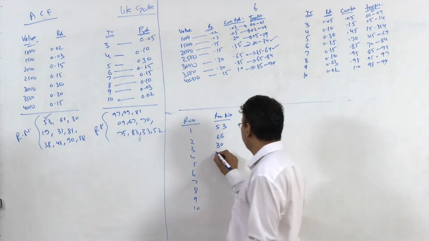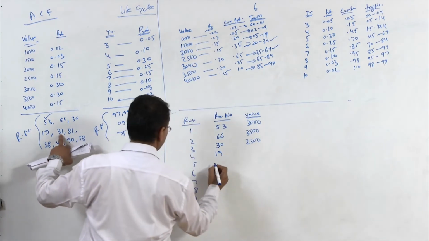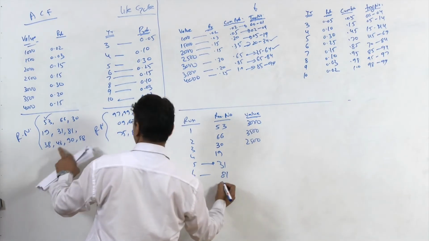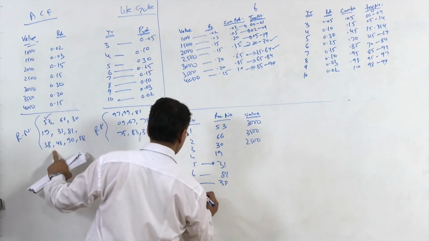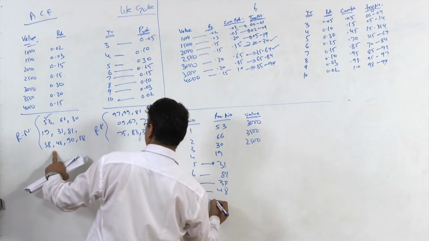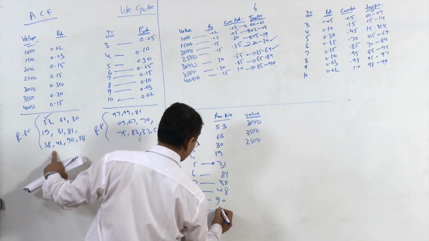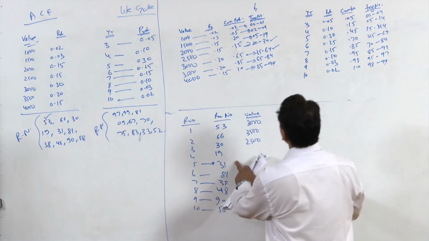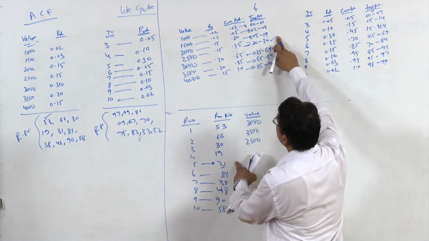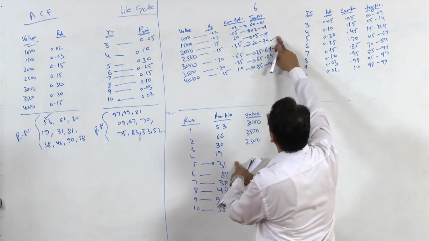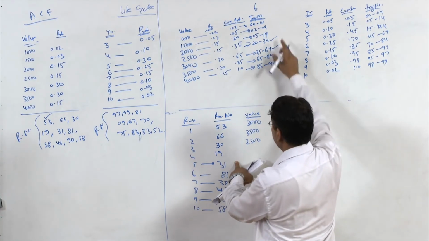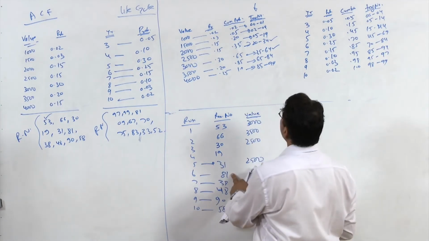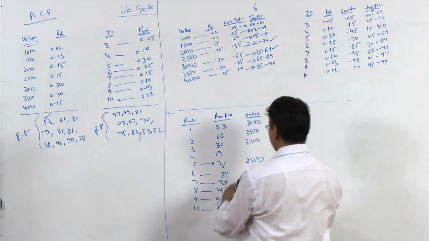Fourth random number 19. Let me write the other random numbers also: 31, 81, 38, 48, 90 and 58. Now this 31 is here, so this is again the fourth, so this is 2500. 81 is here, it is 3500.